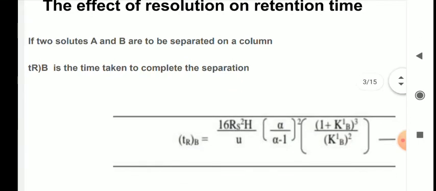the second solute, and that will be the time to complete the analysis, is given by 16 Rs square H upon u into alpha upon alpha minus 1 the whole square, 1 plus k dash B the whole cube upon k dash B the whole square. So this is the equation for TRB. Again, this TRB is dependent on the resolution, the plate height, the selectivity factor, and the retention factor.